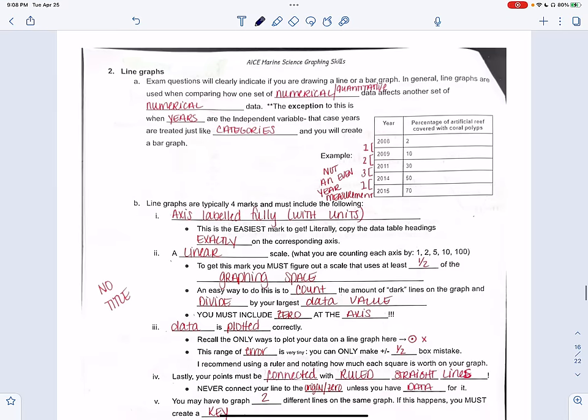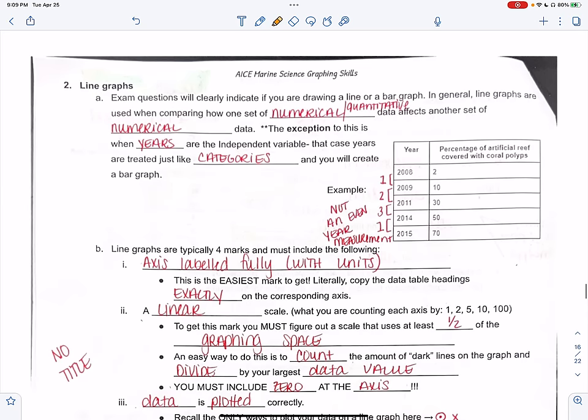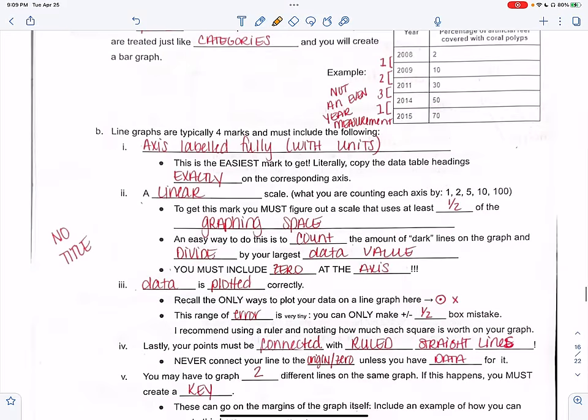Okay, so getting ready for the next question, which is the graph. Prepare to do a graph. This is from my class. We did this in January. For a line graph, you're doing numerical data compared with more numerical data, quantitative data with quantitative data. The exception is years. Years are typically categories, so you do a bar graph.